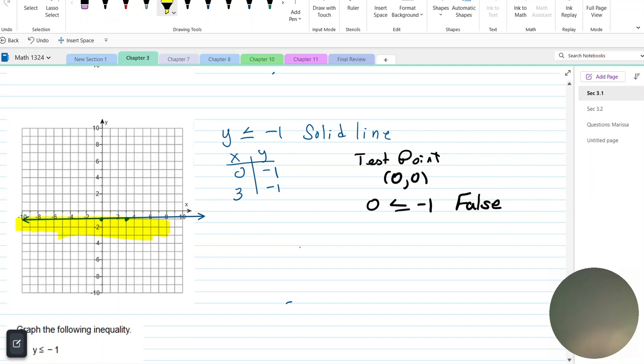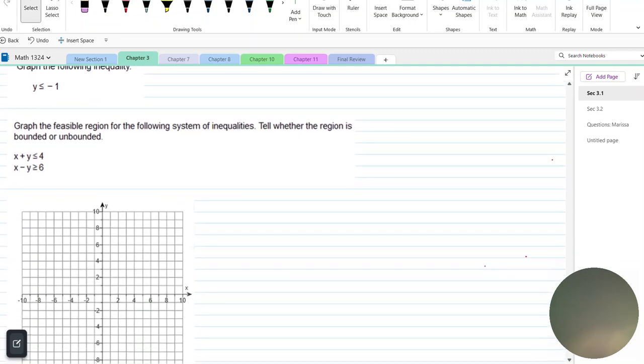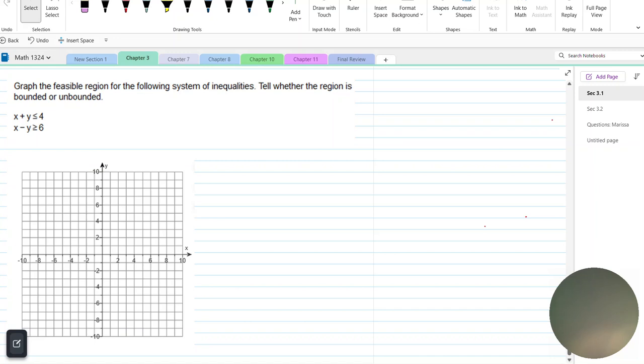So I'm going to shade right here. The 0, 0 did not work. It was false. So the answers are below. All right. So now we're coming into our 2 that we talked about. And let's see what happens here.